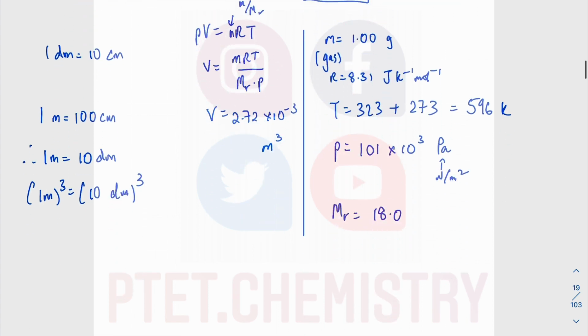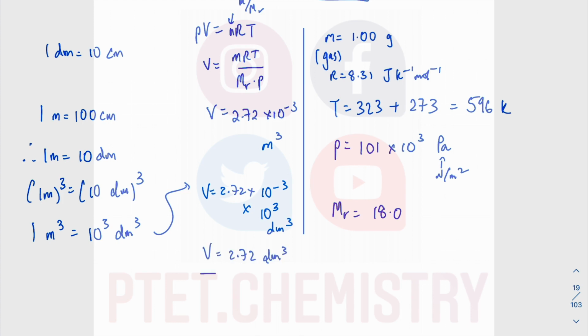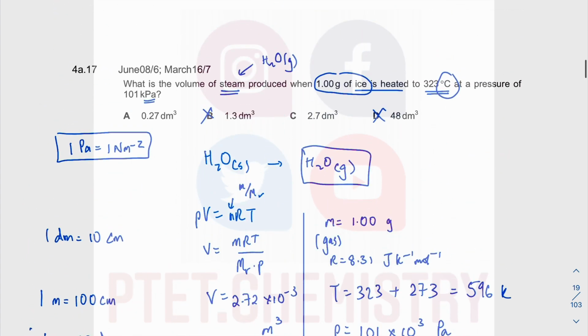So I'm going to cube both sides. 1 cube is 1. Meter cube is meter cube. 10 to the 3 dm cube. I got my conversion factor there. So if I convert it to dm cube, I need to multiply by 10 to the 3. That will give me exactly 2.72 dm cube because the 10 to the 3 and 10 to the minus 3 cancel out, which means this is the closest answer, all right?